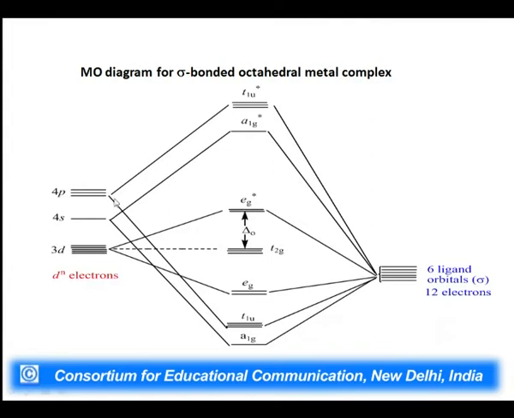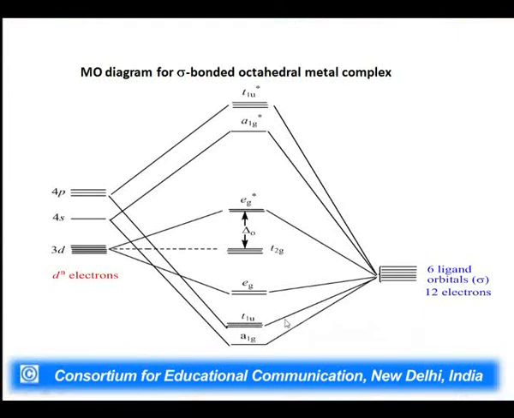Similarly, with the 4p, we understand that 4p means px, py, pz, and their lobe sign symmetries are different. One lobe is positive, the other lobe is negative. So they are always ungerade type of orbitals. So these are labeled as triply degenerate. We put the symbol T here. This is the first in this series, so T1, and since it is ungerade, we have written u.